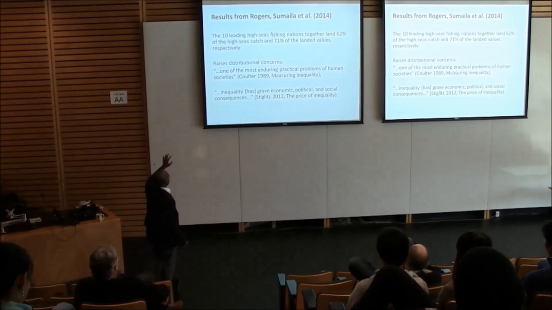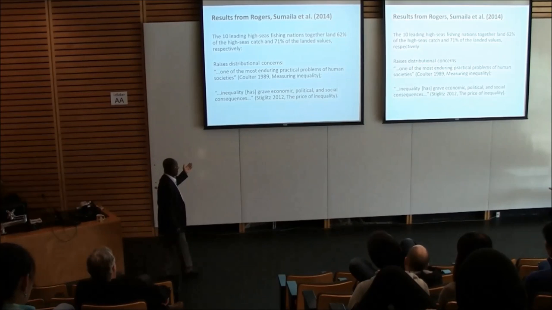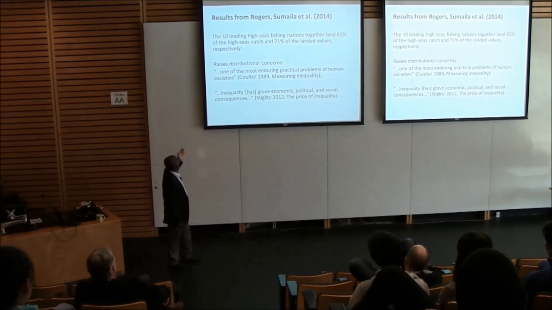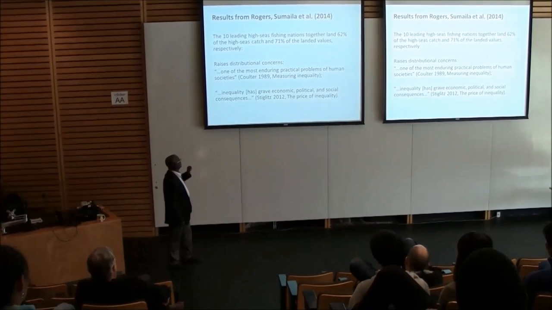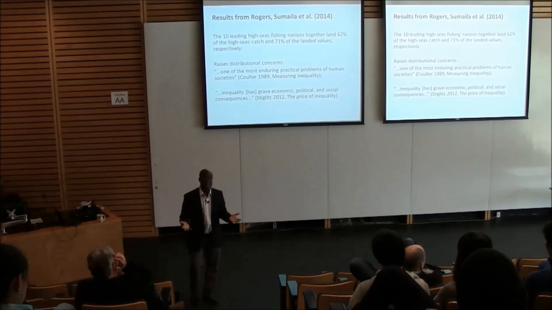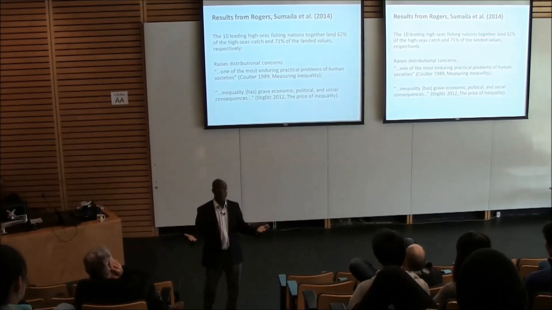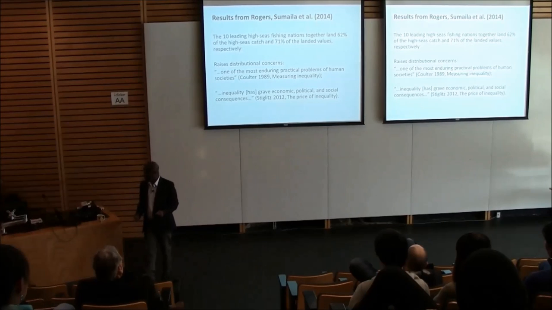So one of the most enduring practical problems of human society, according to Pelton, is the issue of distribution. And Stiglitz, Nobel Prize winning economist, says inequality has great economic, political, and social consequences. So everybody should care about this, not because you are messed up by the system, but because it's actually good for you.